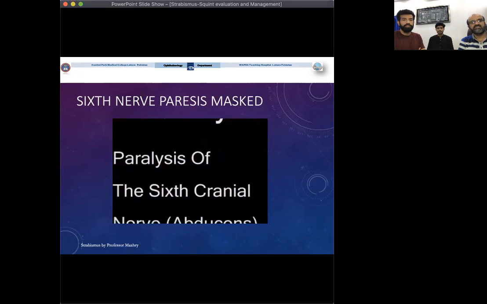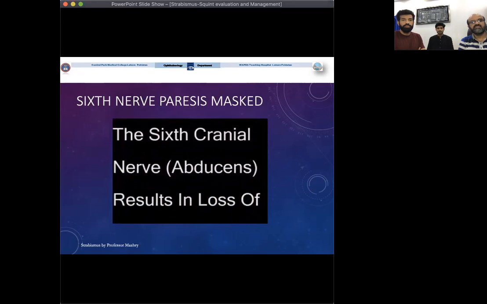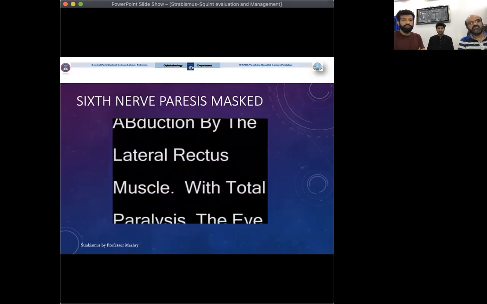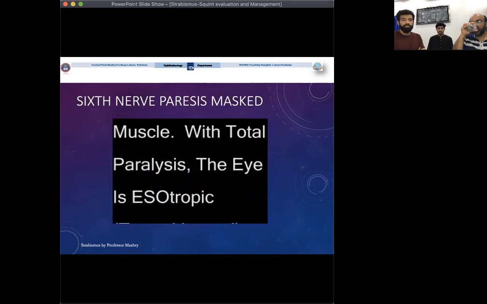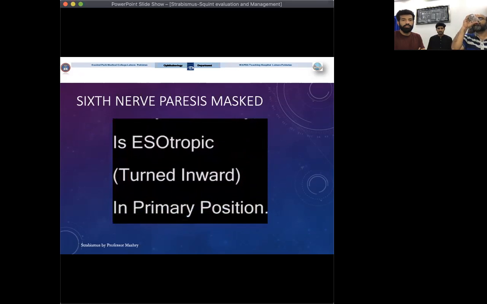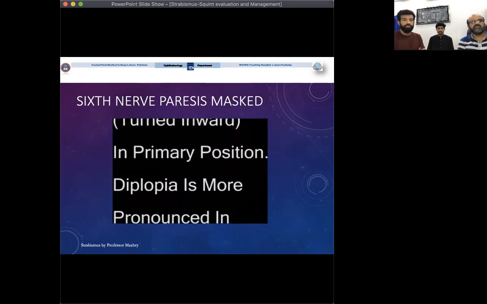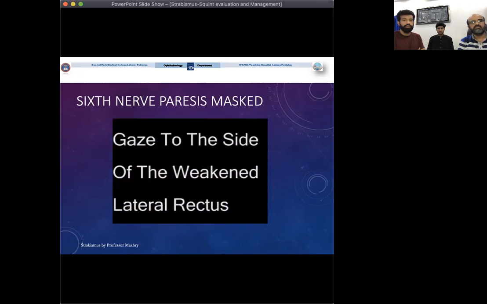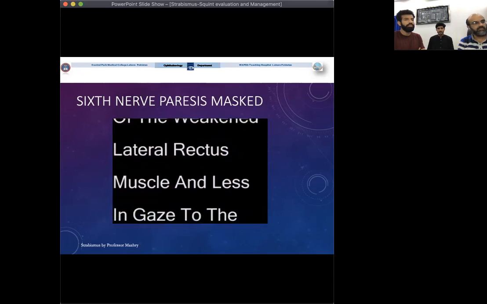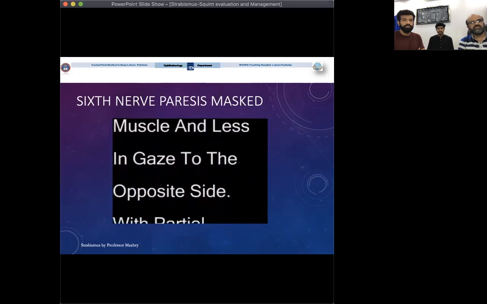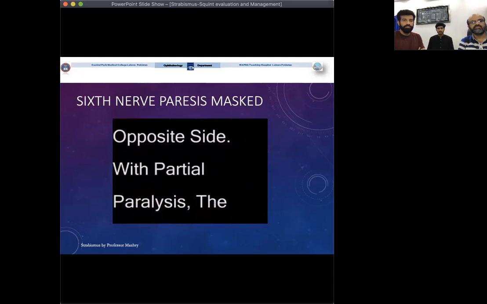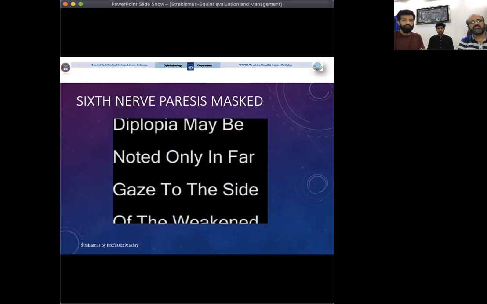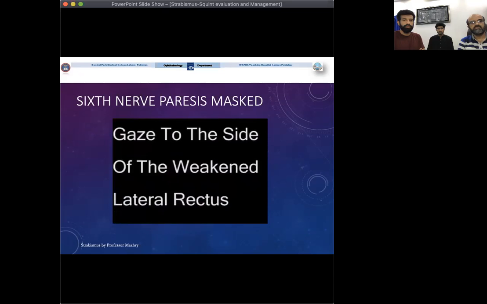Paralysis of the sixth cranial nerve abducens results in loss of abduction by the lateral rectus. But the lateral rectus muscle. With total paralysis, the eye is esotropic, turned inward in primary position. diplopia is more pronounced in gaze to the side of the weakened lateral rectus muscle and less in gaze to the opposite side. With partial paralysis, the diplopia may be noted only in far gaze to the right, to the side of the weakened lateral rectus muscle.